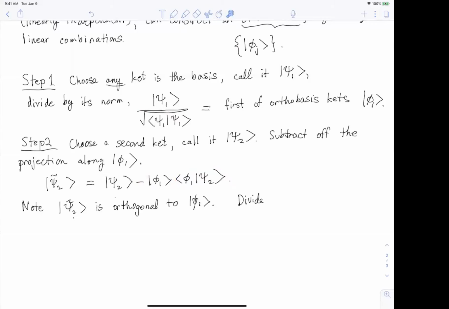And so think of it in terms of ordinary vectors. Suppose I had an ordinary vector in the xy plane. I could think of phi 1 as just the unit vector along the x direction. And so this part would be telling me what's the x component of psi 2. That's just some number. And then I subtract off that number times the unit vector along x. And so what I've got left, the whole thing, is going to be a vector that's got no x component to it.